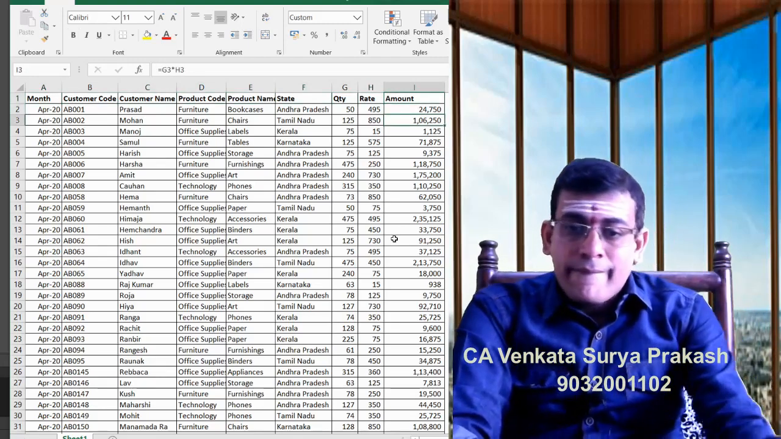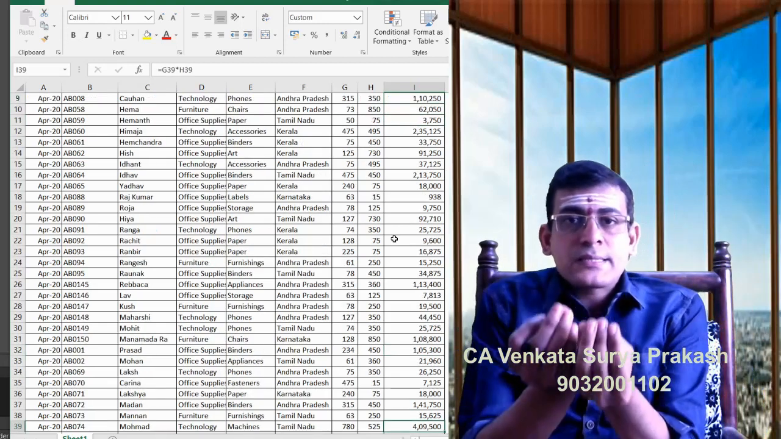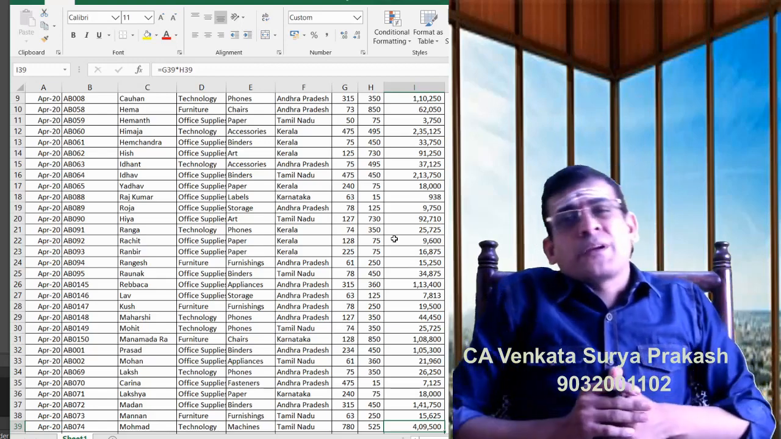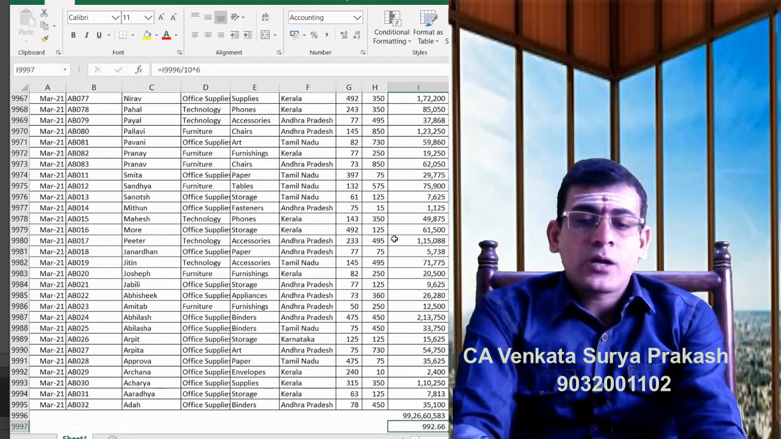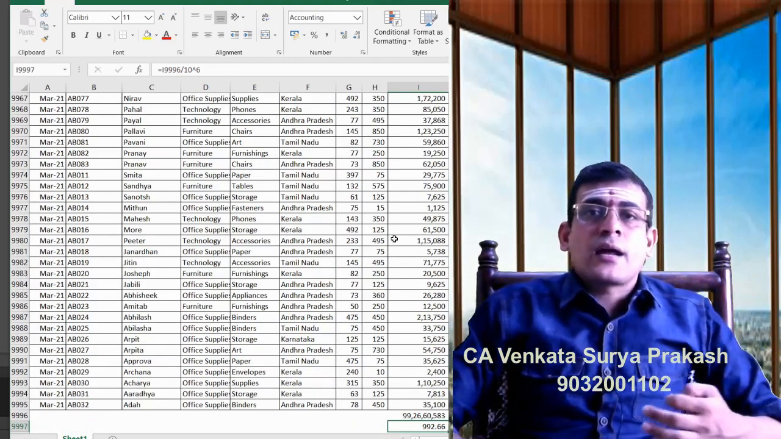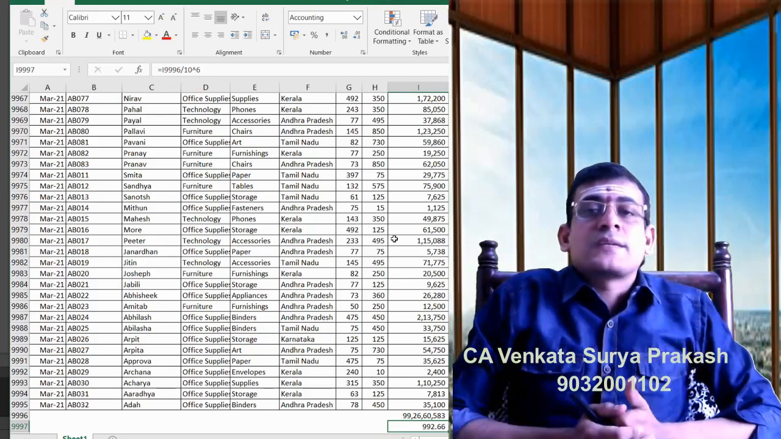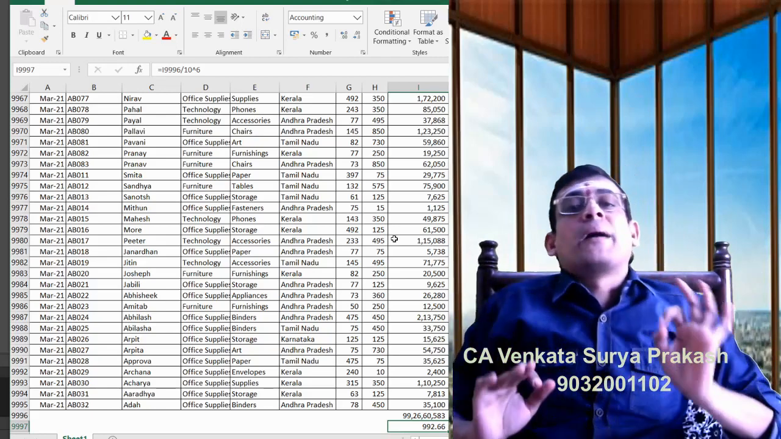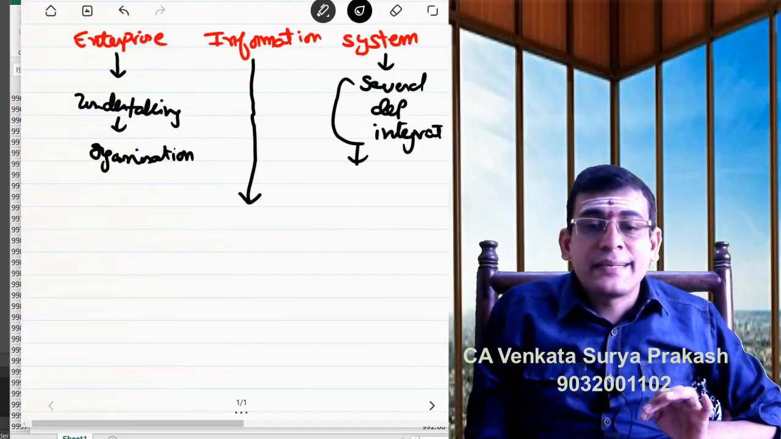Now, if I provide this to the management, can the management take any sort of decision? Obviously no, because there are a total of 99,995 records and the turnover is showing as 992 lakh rupees. What will the management do with this? The management can't do anything with this. So what do we call this? This is called data.